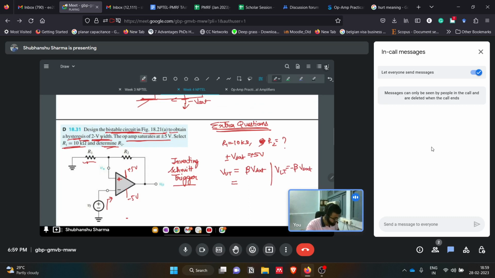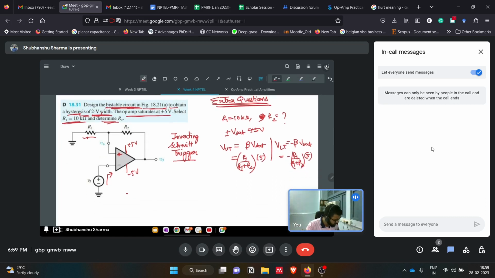So what is beta in the inverting Schmitt trigger? It is R1 upon R1 plus R2, times 5 volts. The lower threshold is minus R1 upon R1 plus R2, times 5 volts. They have also given that the hysteresis width of this circuit is 2 volts. That is 2 beta V saturation.